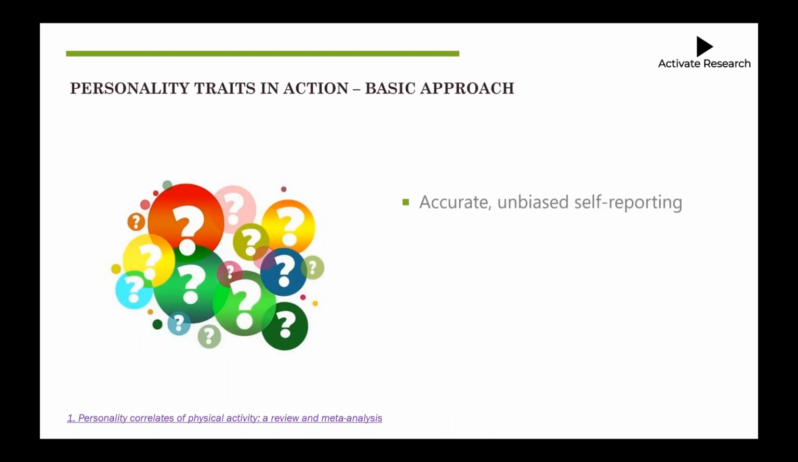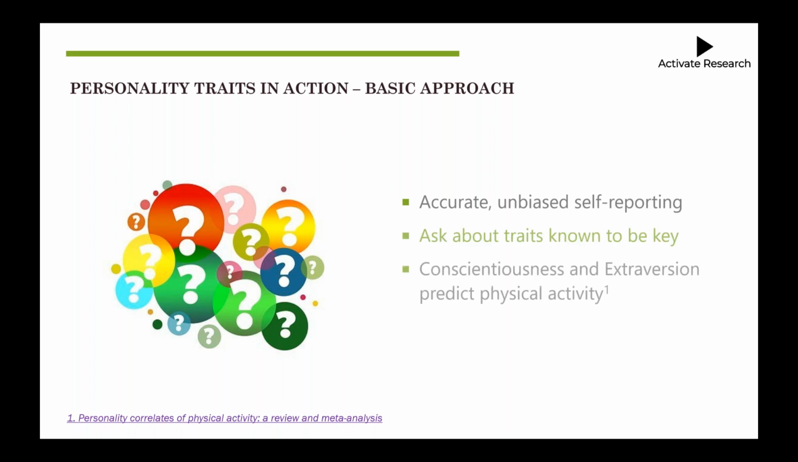So first of all, let's look at a basic approach of this in action before looking at a more advanced approach. As I mentioned, one of the key positives about personalities is that if we ask people using these academically validated scales, they will respond to these questions in an accurate and unbiased way. And so the most basic way we can use this in quantitative research is to ask people about certain traits that we know from academic research are important drivers of behaviour in that particular situation.